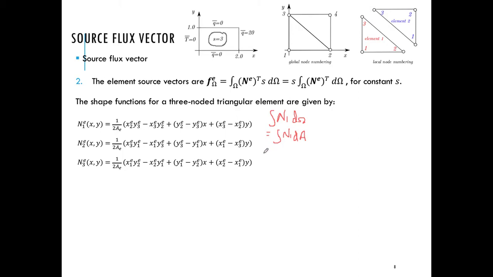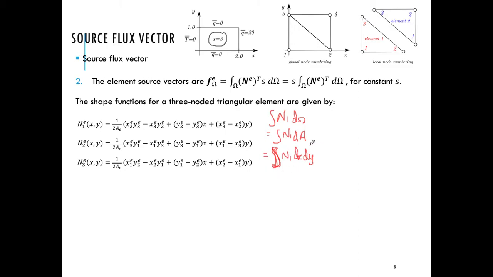or dA is given to us by, again, in 2D, it is, hamara jo domain hai, wo dx dy. So that then turns into a double integral. Okay, can you figure out? I have made two integral signs here because it's integration over dx and over dy. Okay, so yes, so it's just this double integral given right here.